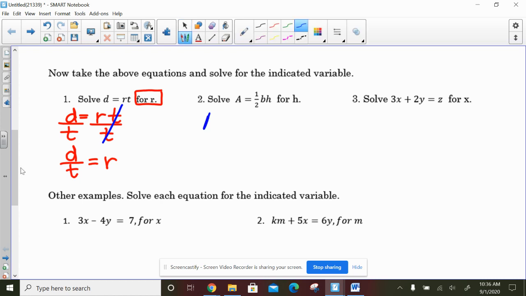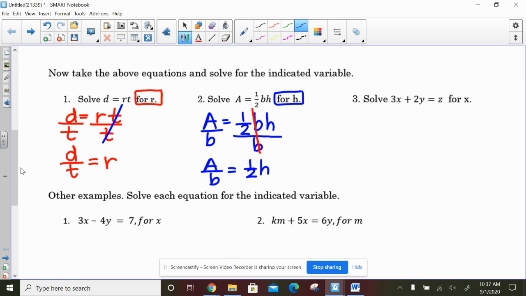On the second example, I have area equals 1/2 BH. I want to solve this one for H. The first thing I notice is I have a 1/2 and I have a B. They're all being multiplied together. So to undo multiplication, you will divide. I'm going to start by dividing by just B to begin with. When I divide by B, these get canceled, and I have A over B equals 1/2 H.